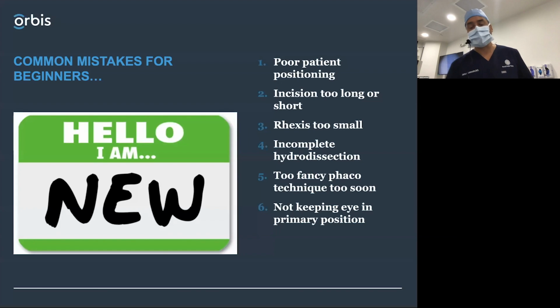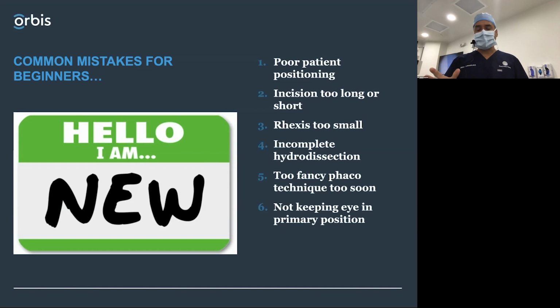Making the rhexis too small is a common mistake when you're learning, because you're nervous and you want to make a good rhexis. If the rhexis is too small, it's hard to get the quadrants up and you end up causing problems. Another thing is incomplete hydrodissection. You need to be able to confirm that you can rotate the nucleus prior to starting with phaco. And so after you do hydrodissection, get in the habit of blotting the lens, pushing it down, and then trying to rotate it.